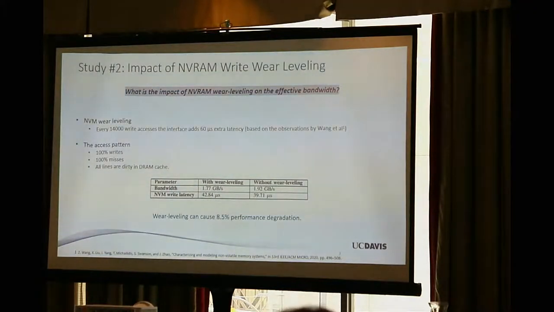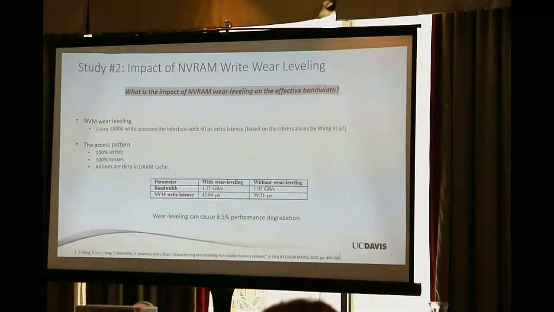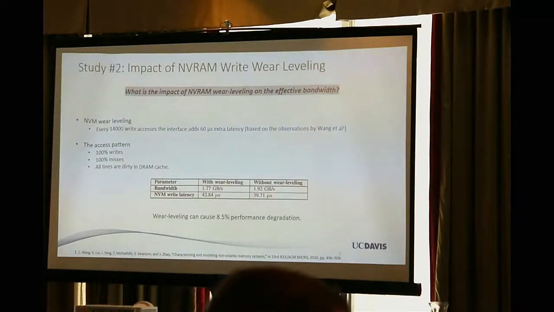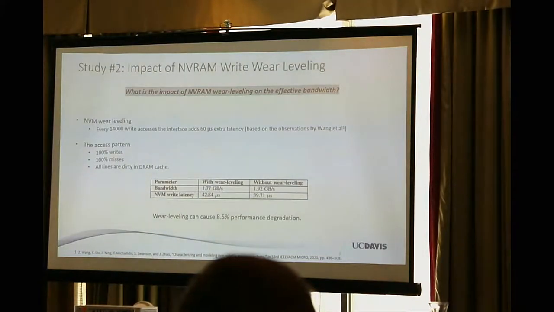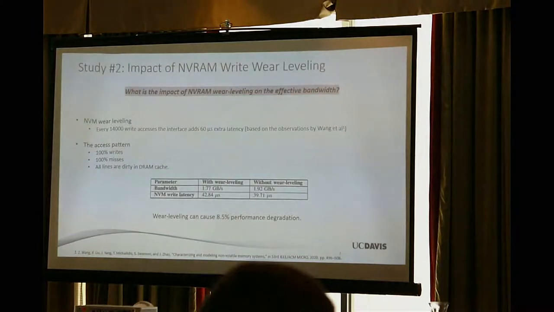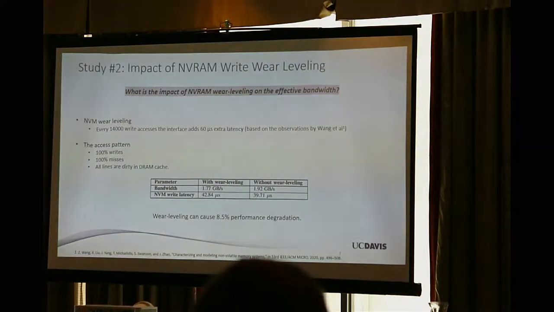For the case where we didn't have wear leveling, the observed bandwidth at the LLC from the DRAM cache was 1.92 gigabytes per second. Once we turned on wear leveling, it dropped to 1.77 gigabytes per second. So this means that we have 8.5% performance degradation once wear leveling is turned on. And for something that happens every 14,000 writes for 60 microseconds, this is a huge performance cost if we have NVRAM as a backing store in our system.